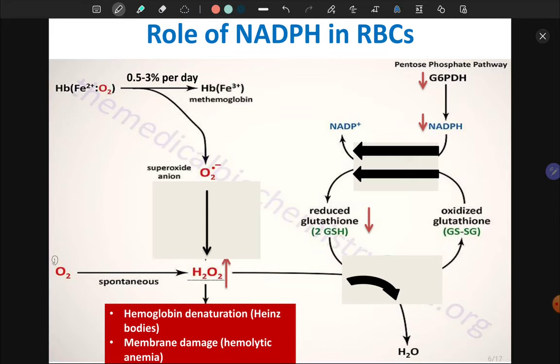If the hemoglobin has iron in a plus 3 state, it is called methemoglobin, okay? Can methemoglobin carry oxygen or not? Yes or no?